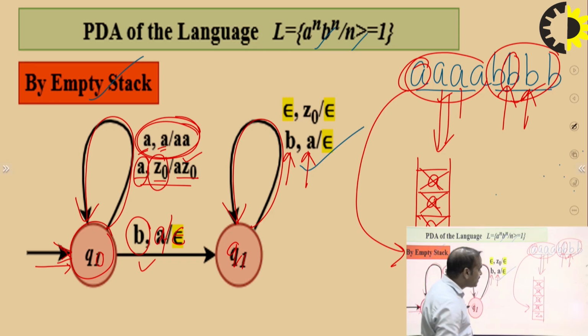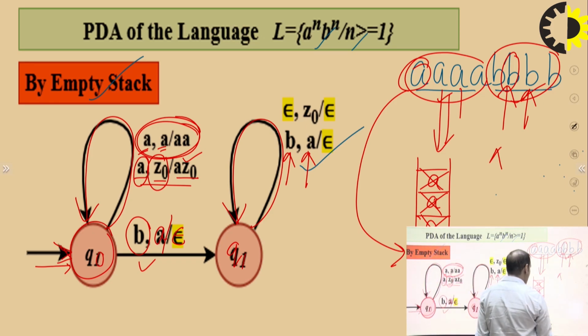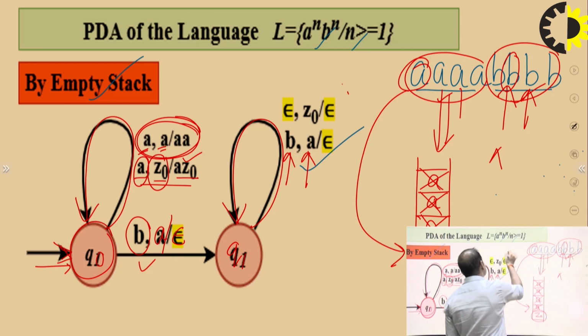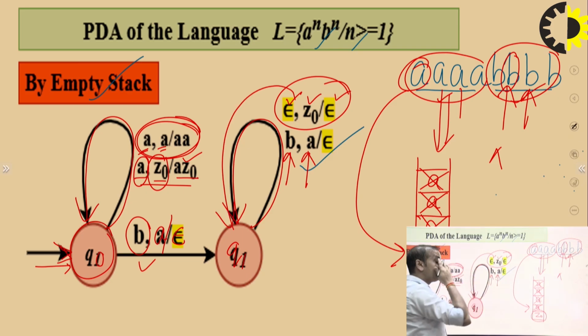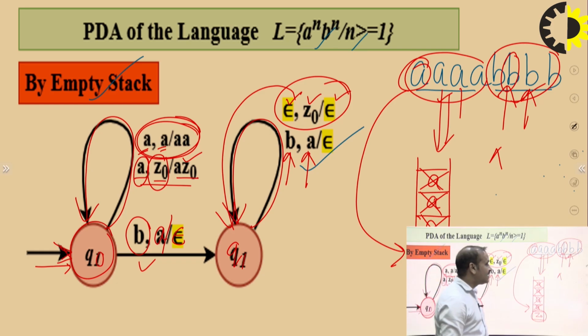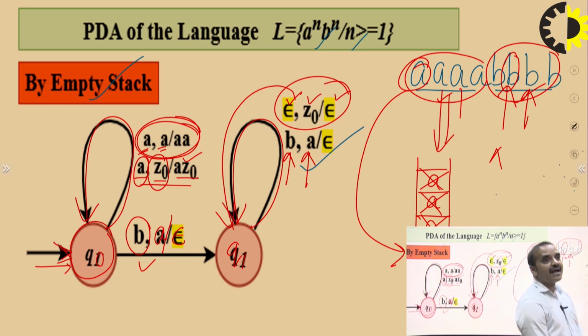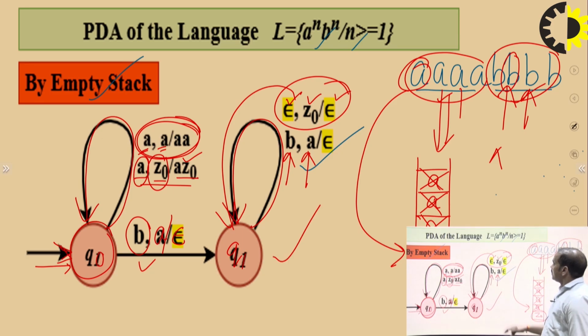The last step is input null and top of stack is Z0. This statement is executed. After executing this statement, input null, top of the stack Z0, we erase this symbol. And after erasing, we reach state Q1 and we declare this string is accepted. That means we have constructed a PDA for the form A power n, B power n, where n is greater than or equal to 1.